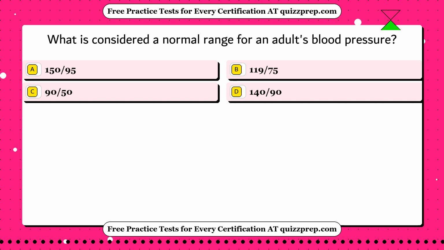Question 2. What is considered a normal range for an adult's blood pressure? Option A, 150/95. Option B, 119/75. Option C, 90/50. Option D, 140/90.